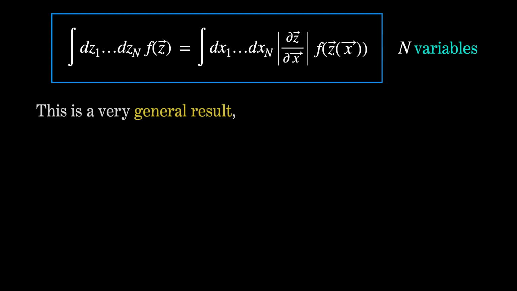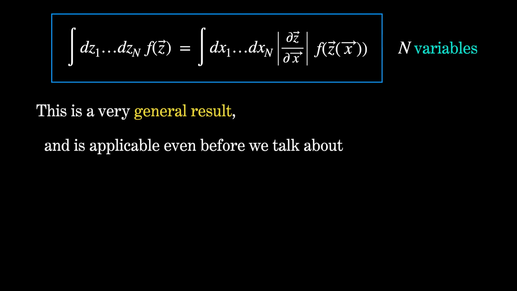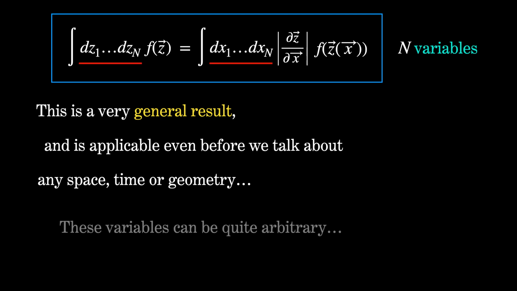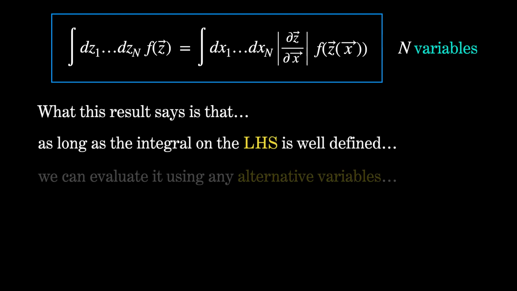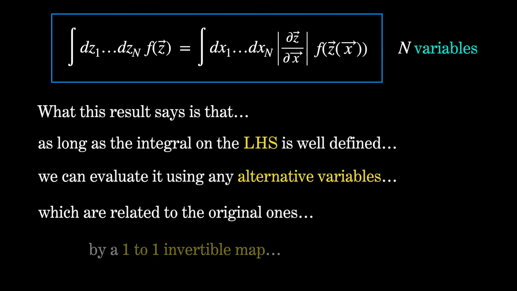This is a very general result, and is applicable even before we talk about any space, time, or geometry. These variables can be quite arbitrary. What this result says is that as long as the integral on the left-hand side is well defined, we can evaluate it using any alternative variables which are related to the original ones by a one-to-one invertible map.